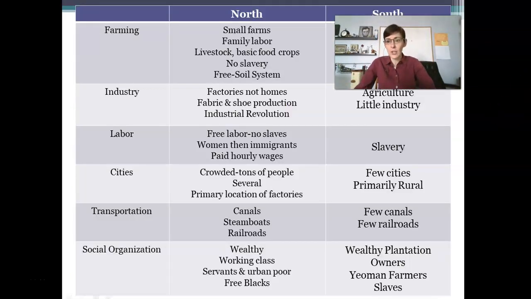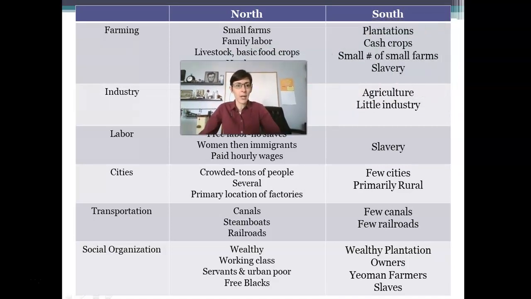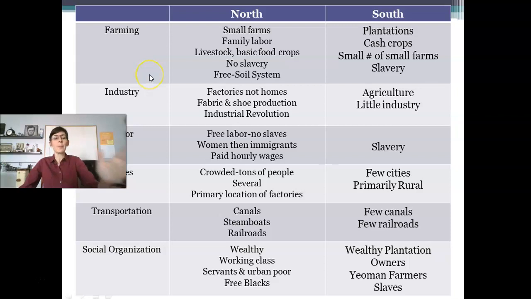All right, so let's take a look at what we've got here. Okay, so farming. North had small farms, family labor, livestock, basic crops. There was no slavery, and there was a free soil system, right? Stark contrast to the South, plantations, cash crops, very small number of small farms, and of course, slavery.